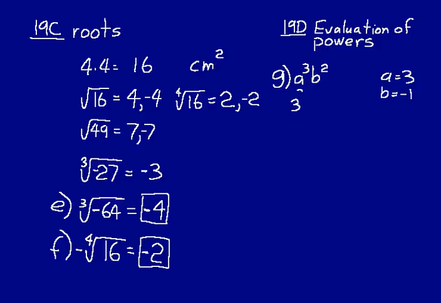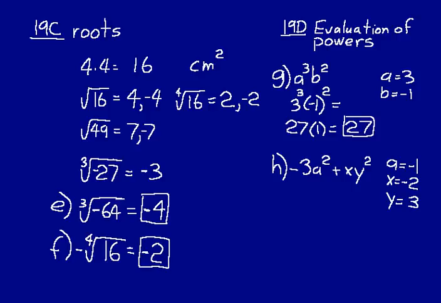So we'll have 3 cubed, and then b is -1, so put that in parentheses just like we always put those negative numbers in parentheses, -1 squared. Okay? Let's evaluate each individual power first. So we have 3 cubed, that would be 27, and then that's going to be times -1 squared, which would just be +1. And so we have 27 times 1, or 27.